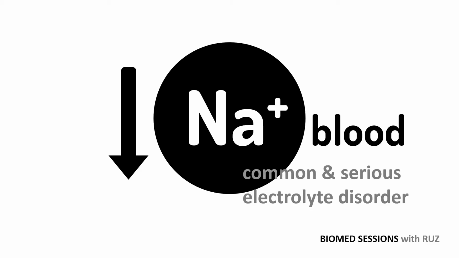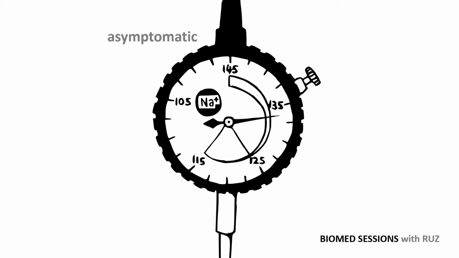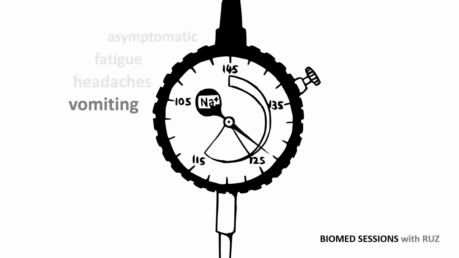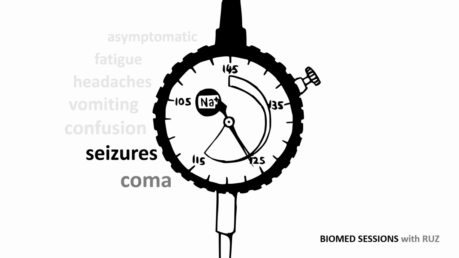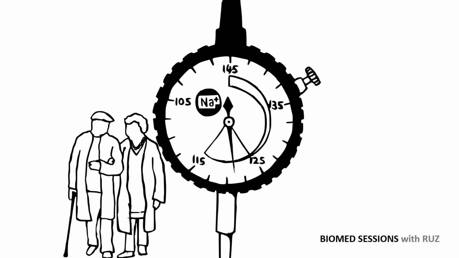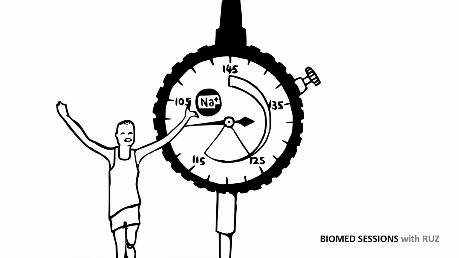It is a common and serious electrolyte disorder which can progress anywhere from being asymptomatic to manifesting with fatigue, headaches, and vomiting, and going on to confusion, seizures, coma, and even death. Elderly and hospitalized patients are the most commonly affected. However, no one is excluded, and it is even known to occur amongst marathon runners.